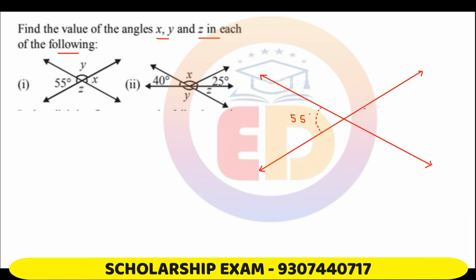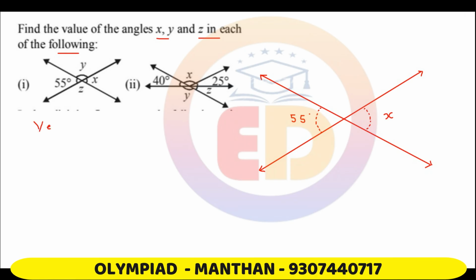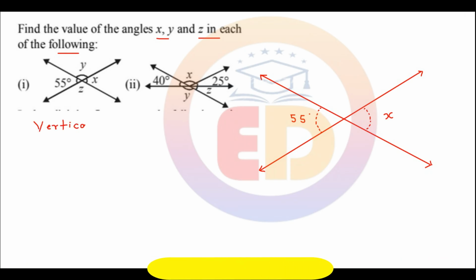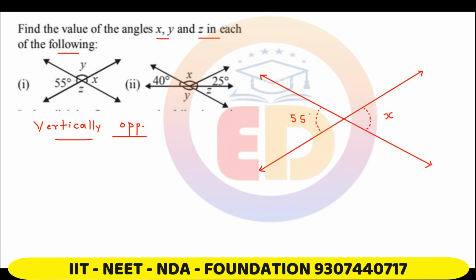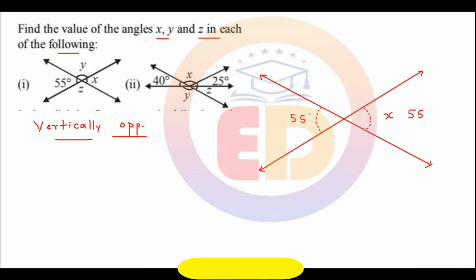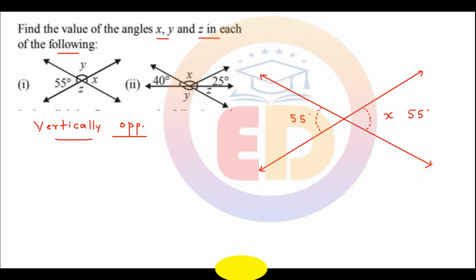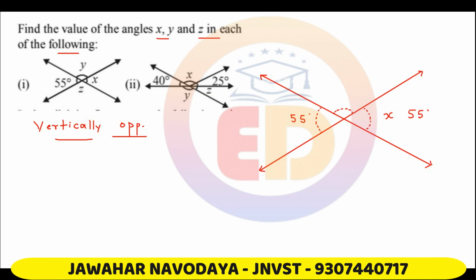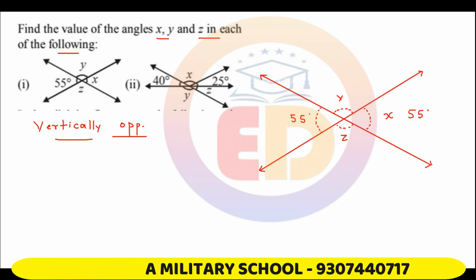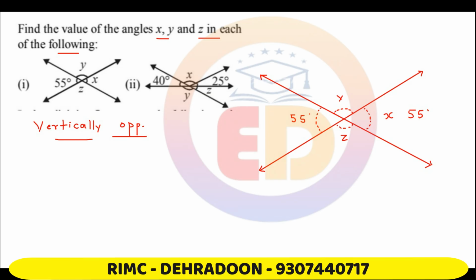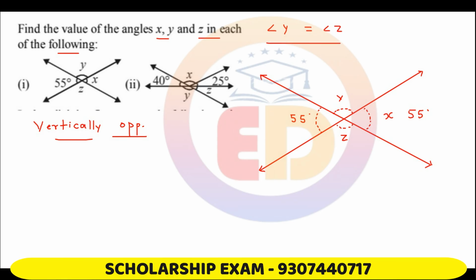And opposite to this 55 degrees angle we have X. Now, by the property of vertically opposite angles, angle X will be equal to 55 degrees. So angle X we will get 55 degrees because they are vertically opposite angles, they will be the same. Now, to find out the other two angles which are Y and Z, if we are able to find out any one of them, we can find out the other one, because angle Y and angle Z are equal because they are the other pair of vertically opposite angles in this.